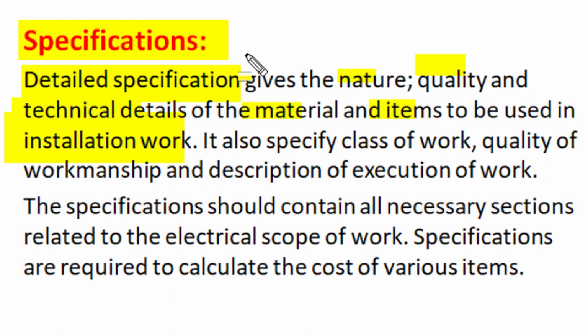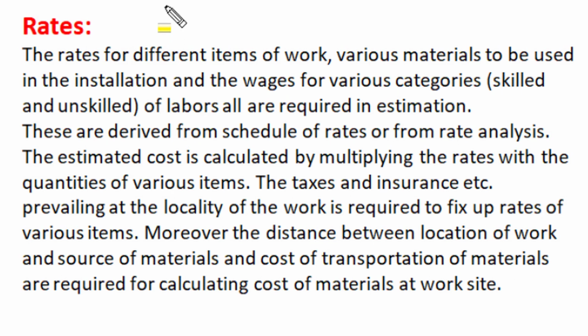We also need specification for class of work or quality of workmanship or detailed description of work to be executed in electric installation work. Now the specification should contain all necessary section related to electrical scope of work. Now the specification decide the quality and the cost of various material and workmanship involved in the project. So specification are very important as they define both the scope of work as well as cost of work.